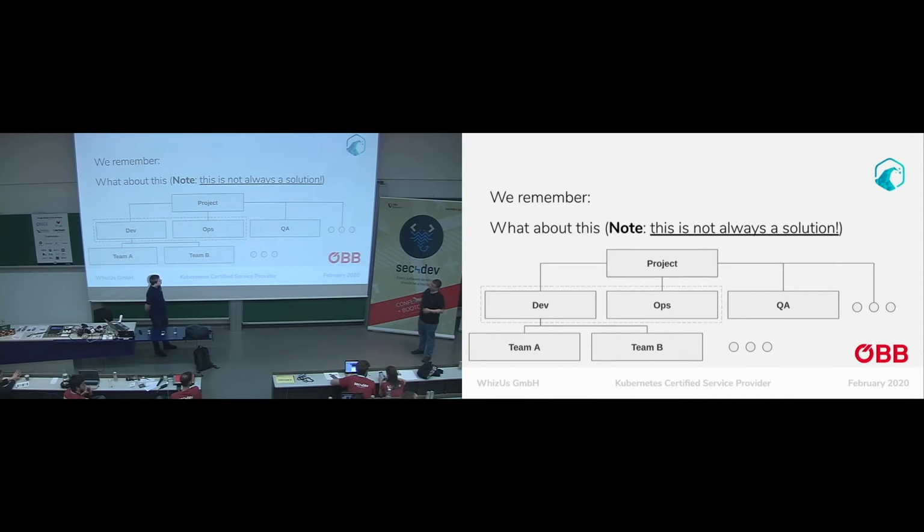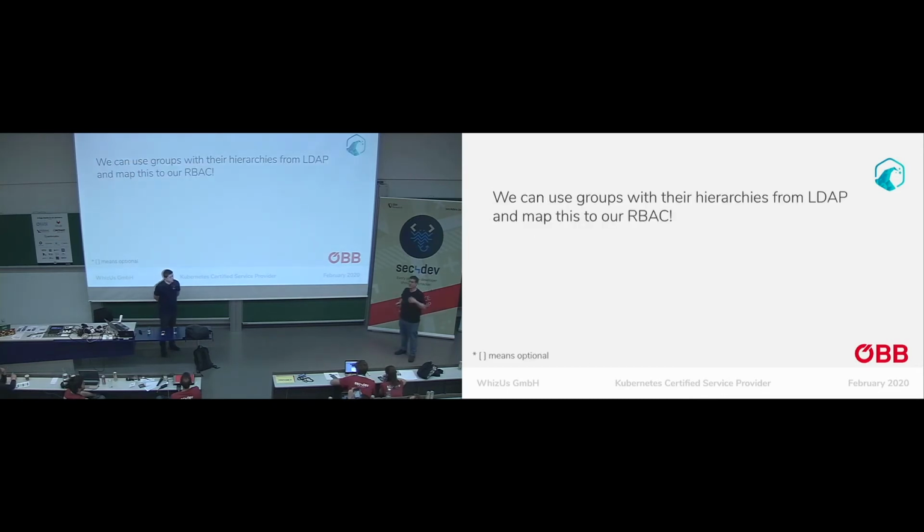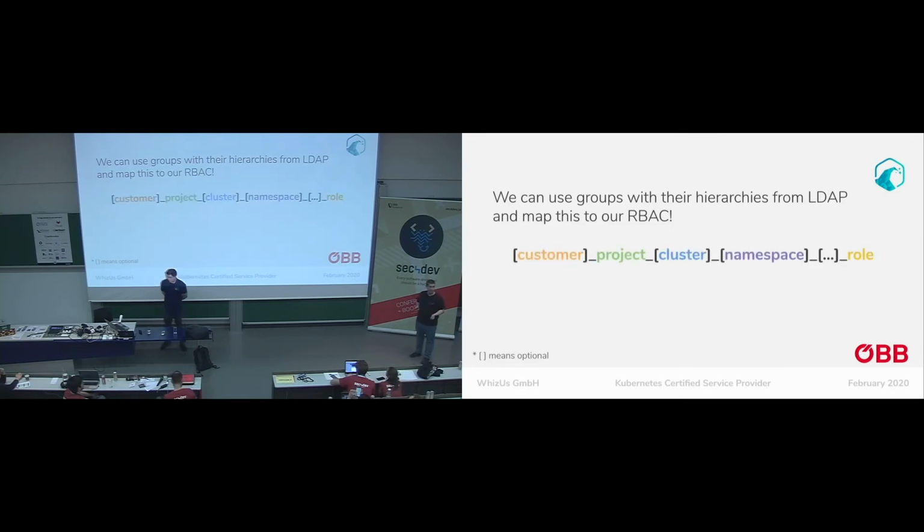This project can be mapped to what we already have in our Kubernetes cluster. We also have a project with different clusters, like a prod cluster, a development cluster, and in every cluster we have namespaces. What we want to do is map the hierarchies we have in LDAP to the role-based access control concept here. So we thought about a pattern that makes sense, speaks for itself, and is very easy to read.